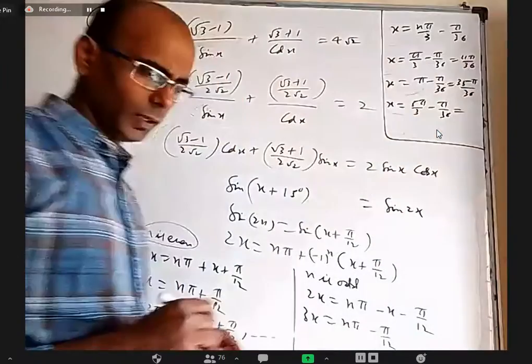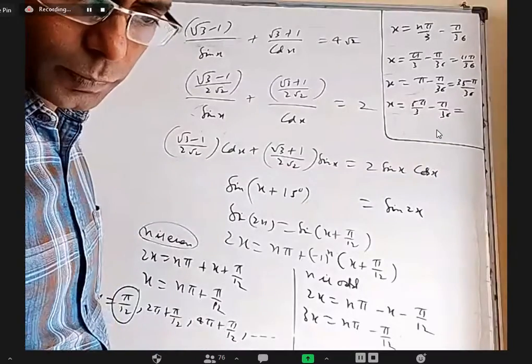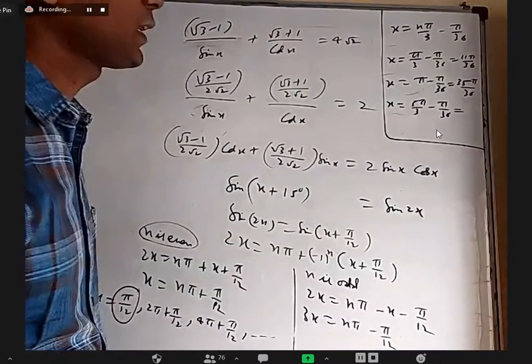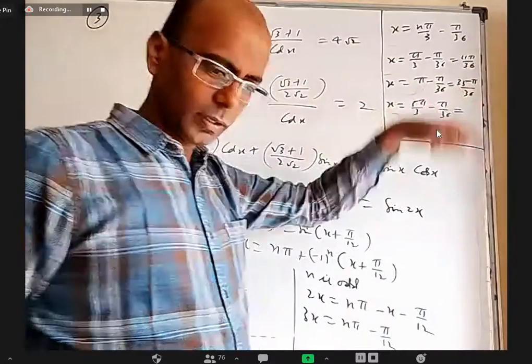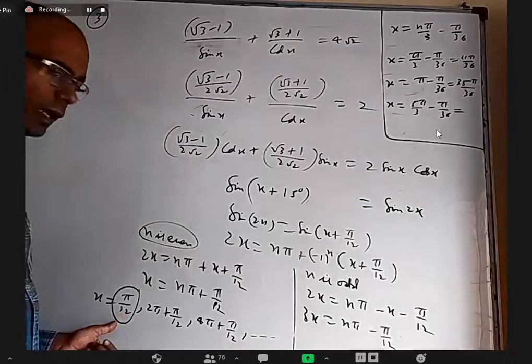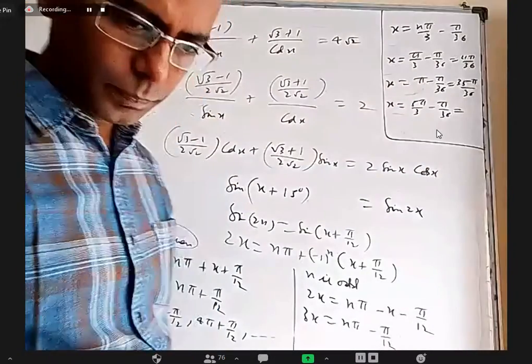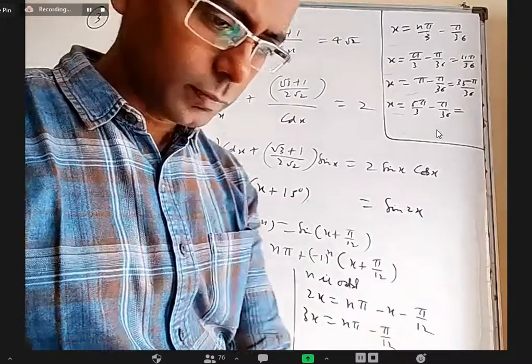Answer will come. But between 0 to 90, I think you may not have so many answers. 11 pi by 36 is okay, but 35 pi by 36 is close to pi. So I think I'll get only 2 answers, pi by 12 here and 11 pi by 36. A, D.